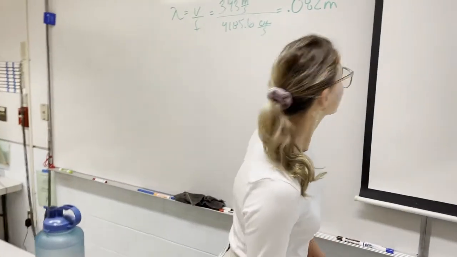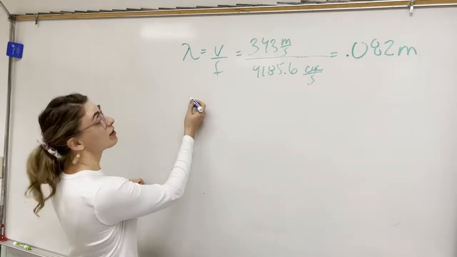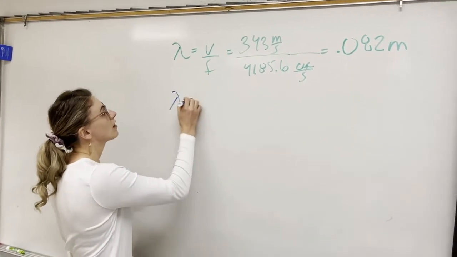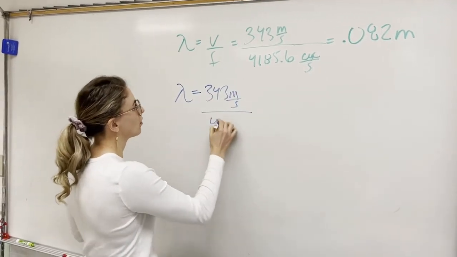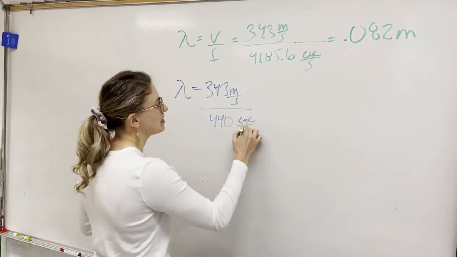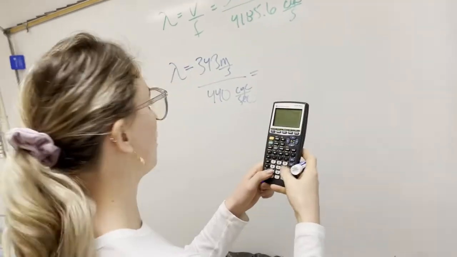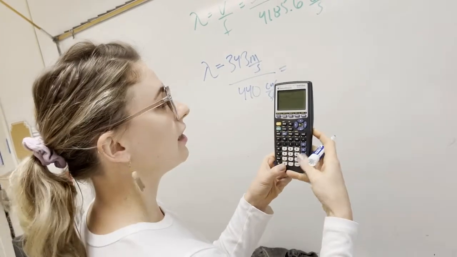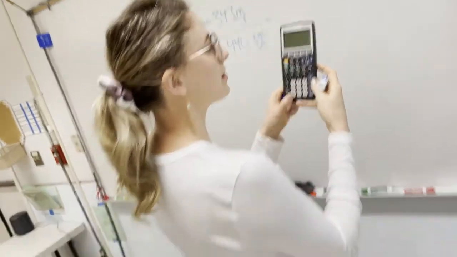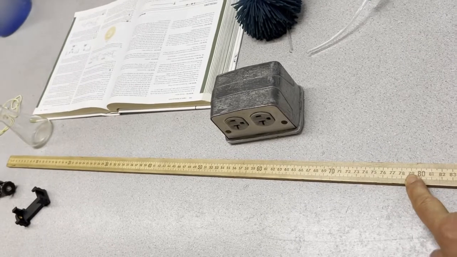All right, well, let's calculate the wavelength for 440. 343 meters per second divided by 440 cycles per second. I get 0.78. That's 0.78 meters. That's 78 centimeters. That's that long.